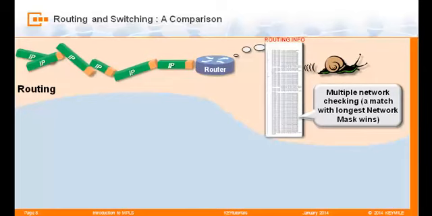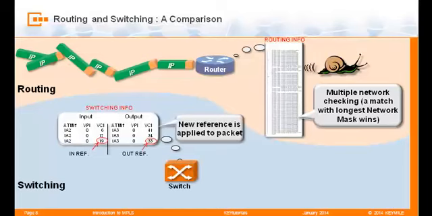But switching is different. A switch holds a table containing a simple list of input port IDs and packet reference IDs, and also output port IDs and new references to be applied to the outgoing packet. All the entries are of the same type and importance. And this simple process makes for much faster forwarding of the packets.